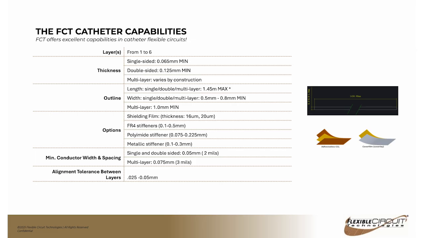Minimum conductor width and spacing, we're right at that 2 mil mark right now, so 50 microns. And on multi-layers, we like to see a little bit more. When you start talking about alignment between etched layers, that's going to depend. If it's a 2-layer circuit, we're using LDI to image these, so the registration is very, very accurate, under 25 microns. When you start stacking up more layers, you're going to get more into that 50 micron range for alignment accuracy.